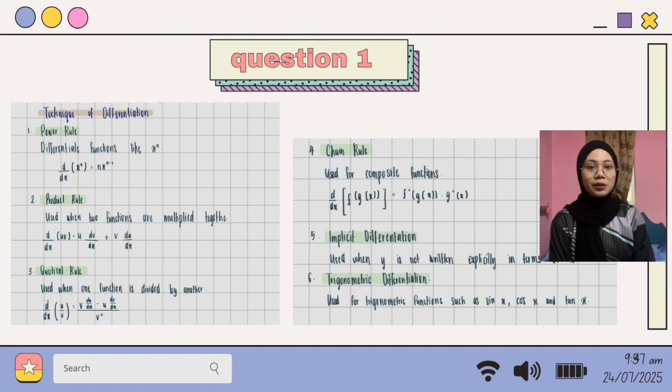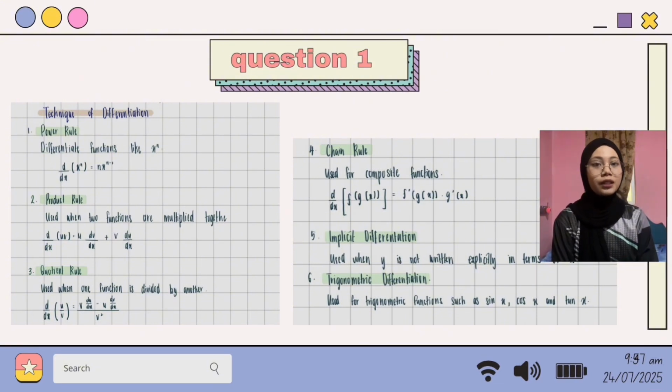Number 2, product rule, d over dx of uv equals u dv over dx plus v du over dx. Number 3, quotient rule, d over dx of u over v equals v du over dx minus u dv over dx, over v to the power of 2. Number 4, chain rule, d over dx of f of g of x equals f prime of g of x multiplied by g prime of x.